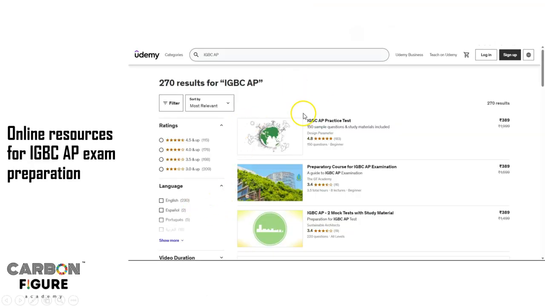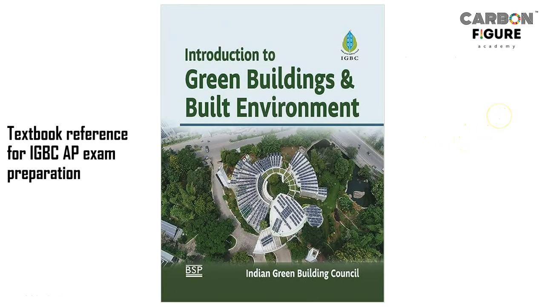Then other online resources for the IGBC AP exam, if you see Udemy, a lot of courses are there. If you simply put IGBC AP in Udemy, you can find at least 250 plus resources. Some will talk about the theory, some will provide you some mock exams, and just reading materials, everything it includes. Then any book, if it is there, some people would be interested in reading books.